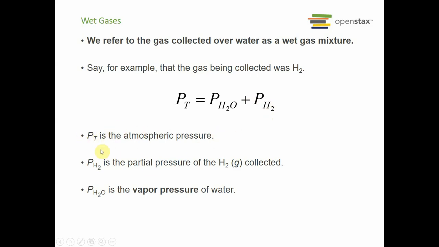PT is the atmospheric pressure, pH2 is the partial pressure of the hydrogen collected, and pH2O is the vapor pressure of water. So the partial pressure of water and the vapor pressure of water are, well, they're not exactly the same, because the vapor pressure of water is what the partial pressure of water is when it's intimately in contact with water. You can have less than the vapor pressure of water in the air, and that fraction of the vapor pressure you call the relative humidity.